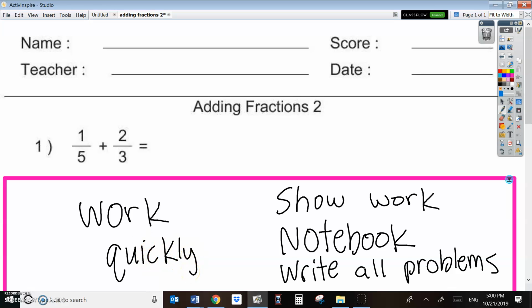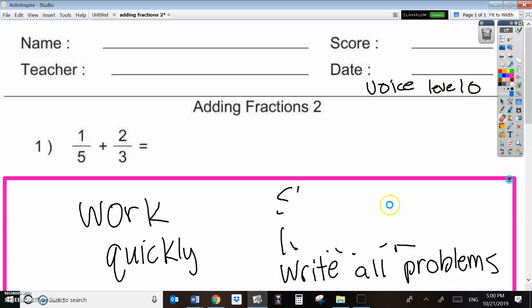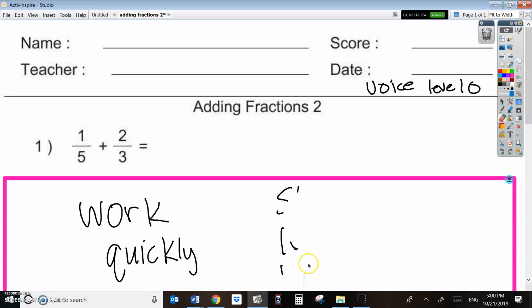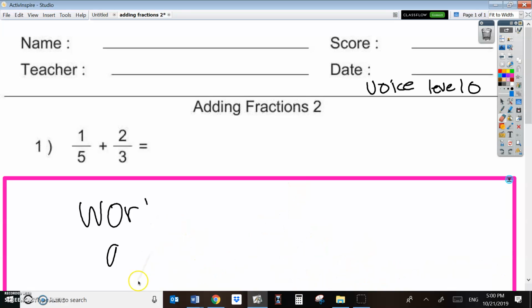So this is a good time to leave conversations off and just get work done. Voice level 0 and make sure you're getting work done. All of these problems will be on an assignment in Google Classroom. So do the work now and then you'll have all of the answers when it's time to take that assignment.